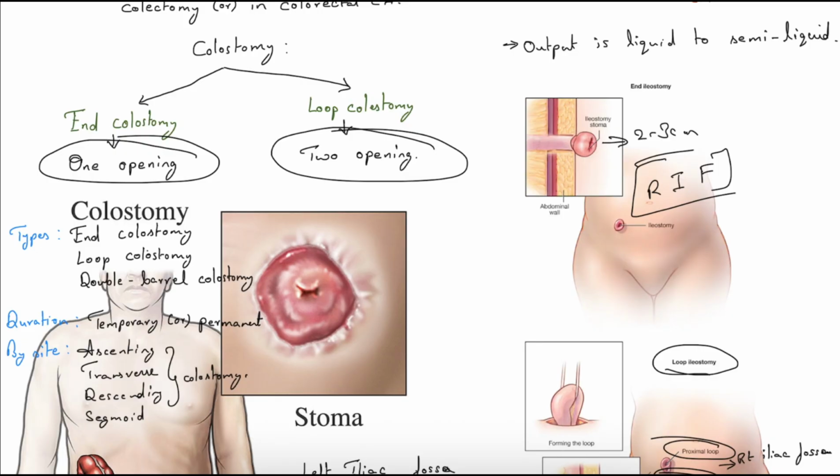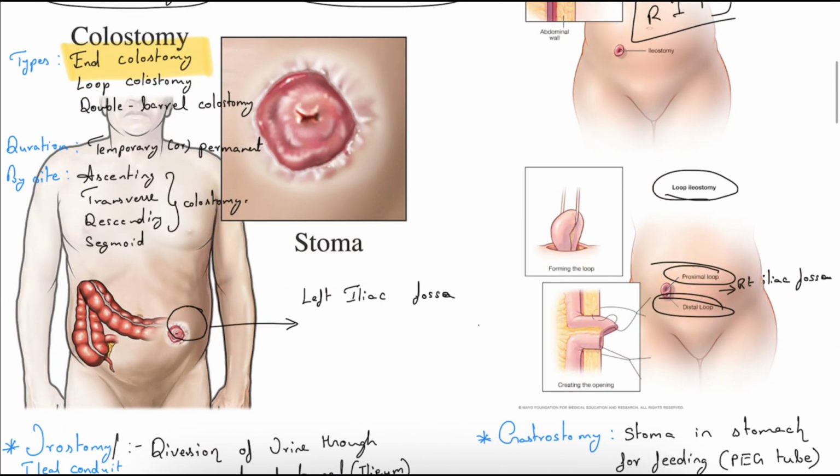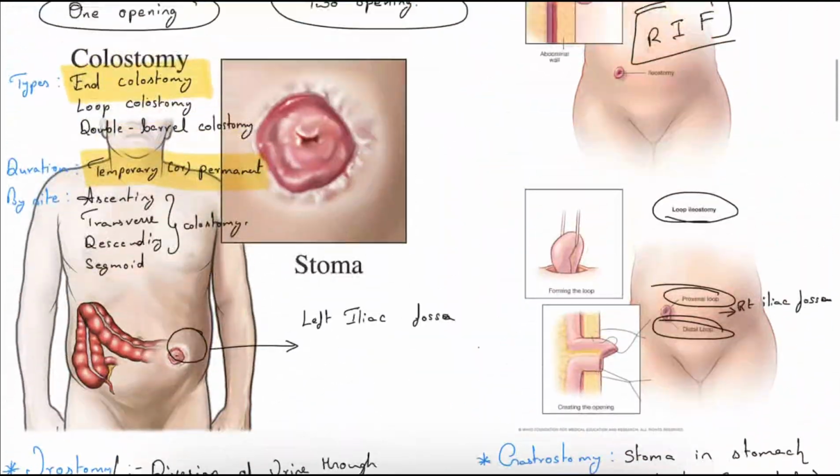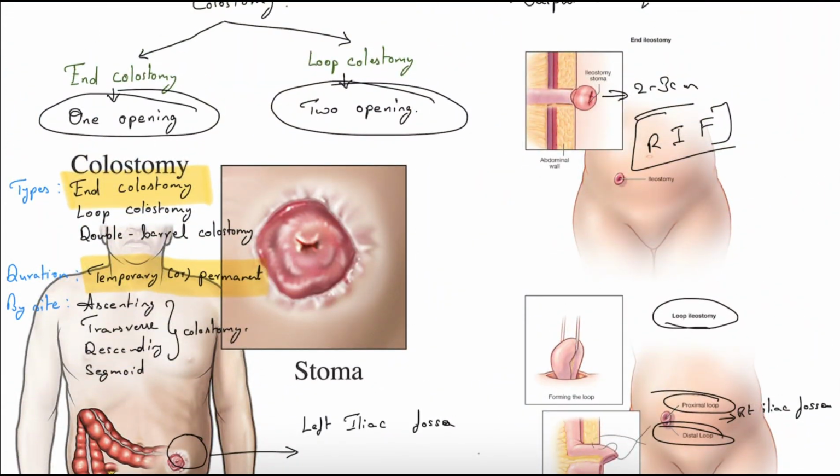So in types of colostomy, we can see end colostomy, loop colostomy and double barrel colostomy. In terms of duration, we can use the colostomy as temporary or permanent. The site is based on the colon segment used: ascending, transverse, descending or sigmoid colon. End colostomy we mostly see in the left iliac fossa, and ileostomy in the right iliac fossa. So based on that site, we can differentiate what type of stoma they have.